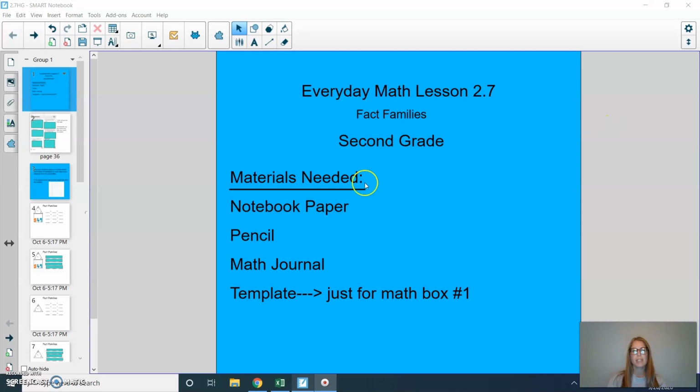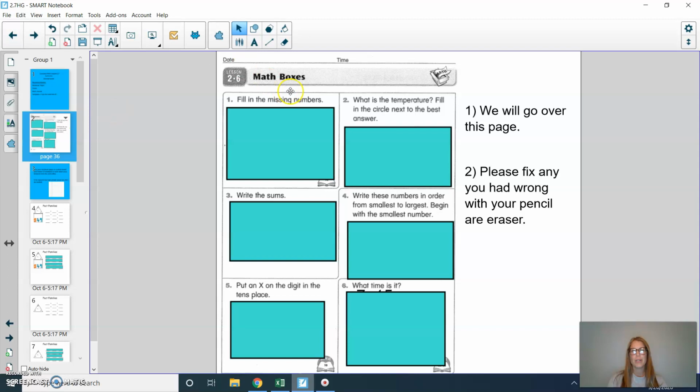The materials that you'll need today: notebook paper, pencil, math journal, and your template just for math box number 1. If you don't have a template today, that's okay. Still follow along with us. Let's get started. The first thing we're going to do today is go over our math boxes from the previous lesson.